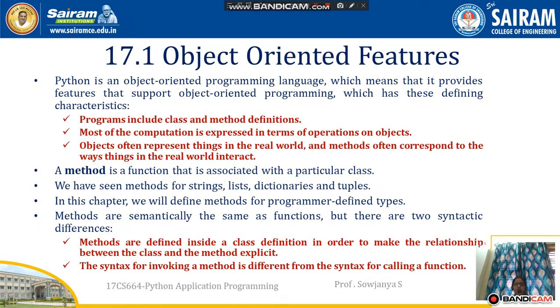That is one syntactic difference, and the other is the syntax for invoking a method. The syntax for invoking a method is different from the syntax for calling a function. The way of invoking a method is different from calling a function. So those are the two syntactic differences of these object-oriented features in the Python programming language.